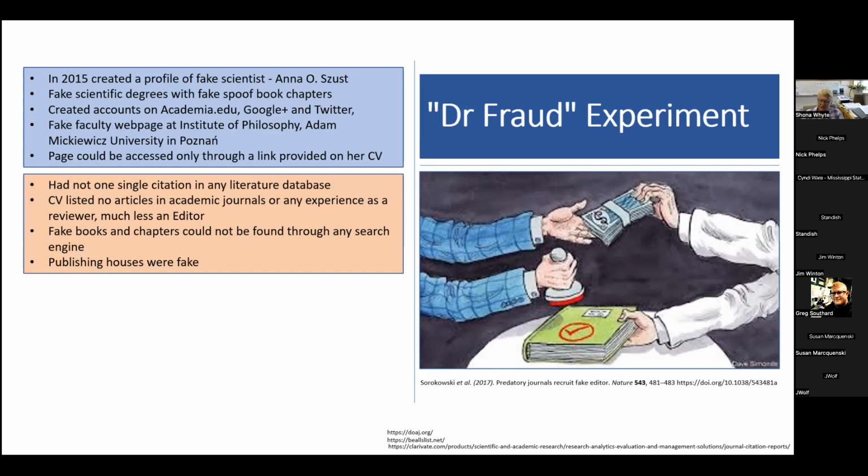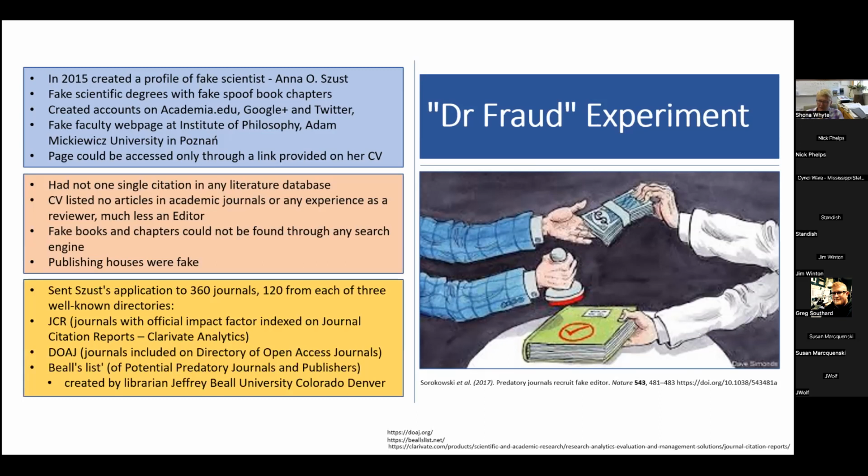She had no citations in any literature database, and her CV listed no articles in academic journals and indicated that she had no experience as a reviewer or an editor. They had made fake book chapters and books, and those could not be found in any search engine, and the publishing houses they were published in were also fake. And so then they took this information and sent it to 360 journals, 120 from each of three well-known directories.